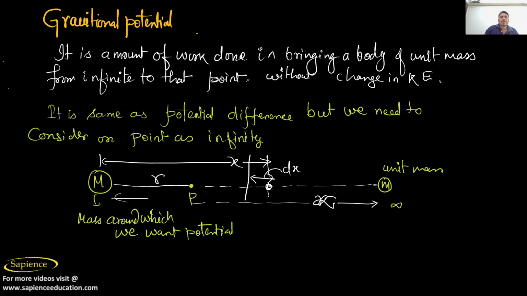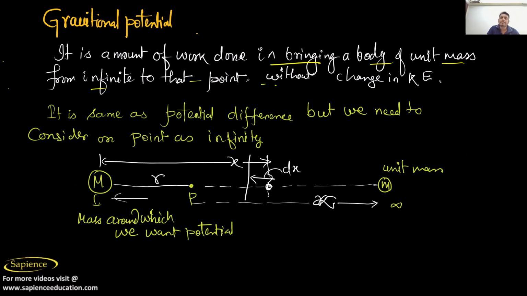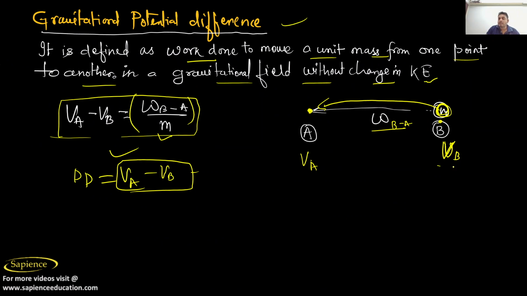Now what is gravitational potential? It is the amount of work done in bringing a body of unit mass from infinity to that point. Now see here, what is the basic difference? Earlier I considered two points A and B. Gravitational potential is also a potential difference only, but in the reference point, in place of B, I am taking infinity.